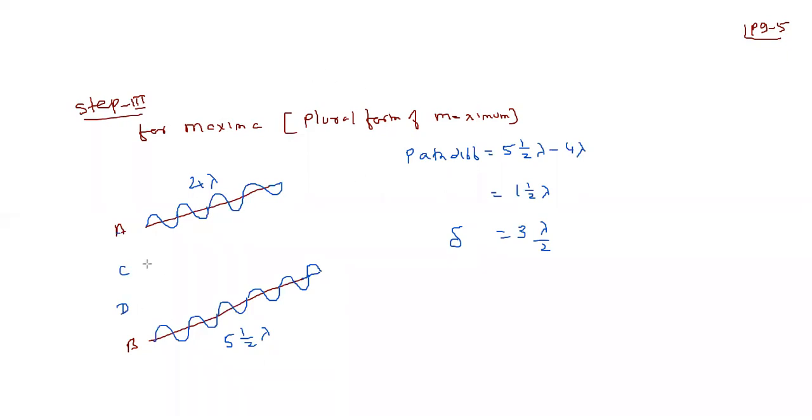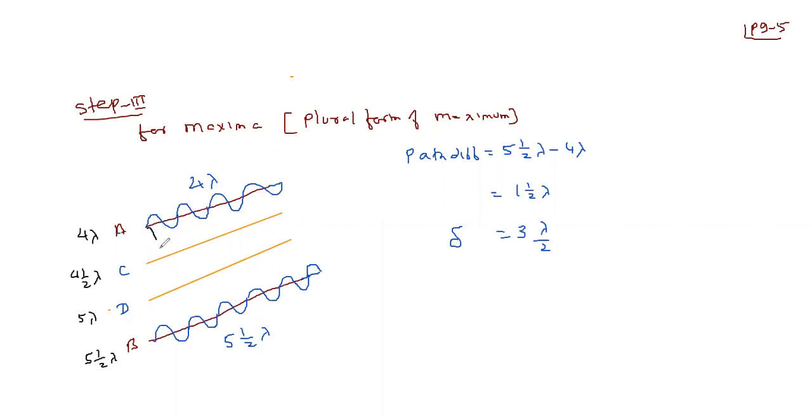Now A to C: A is 4 lambda and B is 5.5 lambda. Logically, if A is 4 lambda, then from C it should be 4.5 lambda. D will produce 5 lambda. B is 5.5 lambda. So each has a half lambda difference.